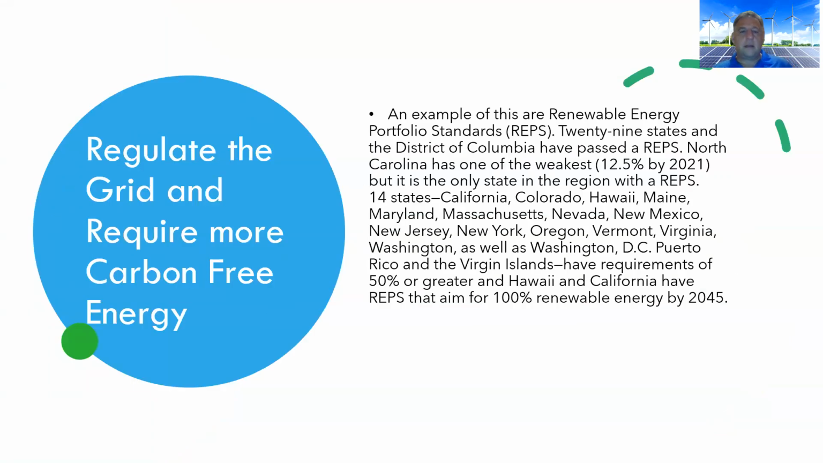Okay, another thing that can be done is you can regulate the grid and require more carbon-free energy. An example of this are renewable energy portfolio standards, known as REPs, that are passed by states. 29 states and the District of Columbia have passed the REPs. North Carolina has one. It's one of the weakest in that it's just 12.5% by 2021. But North Carolina still stands out because it's the only state in the region with the REPs. And because in part we had a REPs, the renewable energy development companies, especially in the solar space, grew up in North Carolina where there was fertile soil and have become active now in other southern states as the economics of renewable energy have changed, where big incentives are no longer needed.